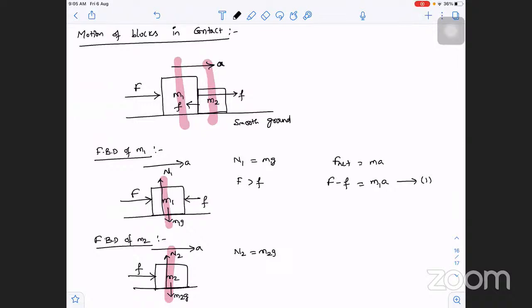Okay, no? So then what can I write? Again the same, F net is equal to ma. What is the second equation? Small f is equal to M2 into a. f is the net force, only one force is active. f is the net force which is equal to mass into acceleration. So this is the second equation you got.